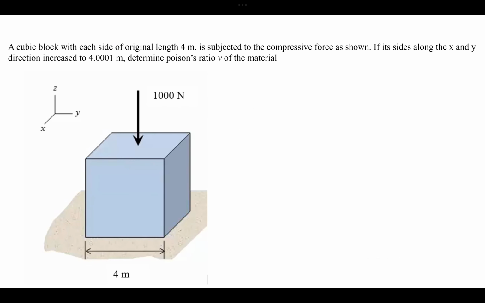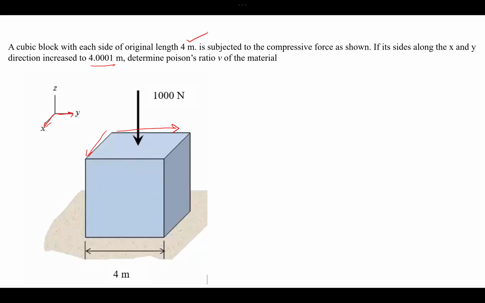It states that a cubic block with each side of length 4 meters is subjected to a force as shown. So the force is given, and we know where it is applied. Its sides along the x and y directions increase to 4.0001, so this side and this side increase to this value. Initially it is 4 meters, but now we have a change in length because of this force in the longitudinal axis.